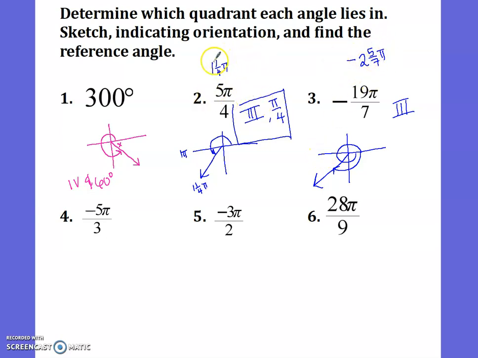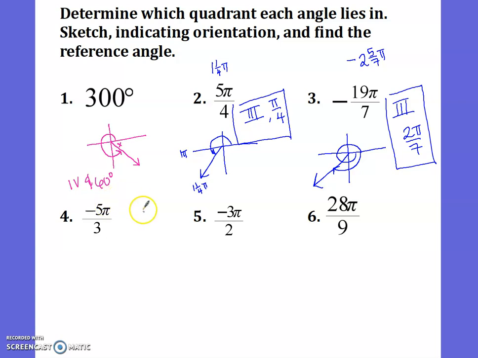So on number 2, the reference angle was a 4th. It was what was left over because it was less than a half. Here, since what's left over is more than a half, the reference angle is the difference. So it would be 2/7, which would be 2 pi over 7. So you always keep the pi in the reference angle.